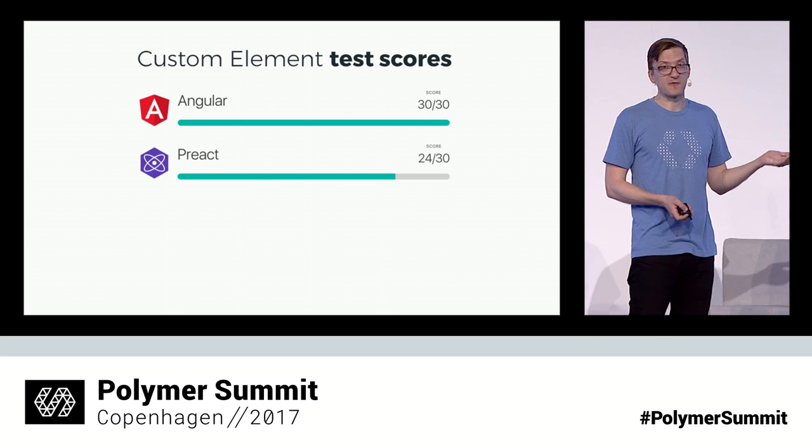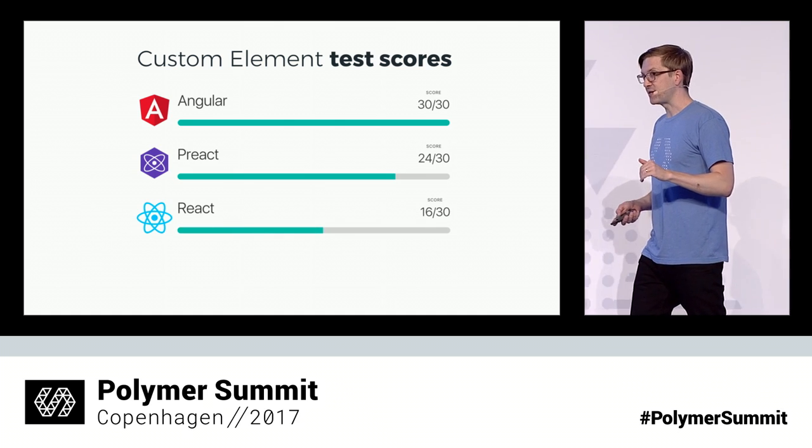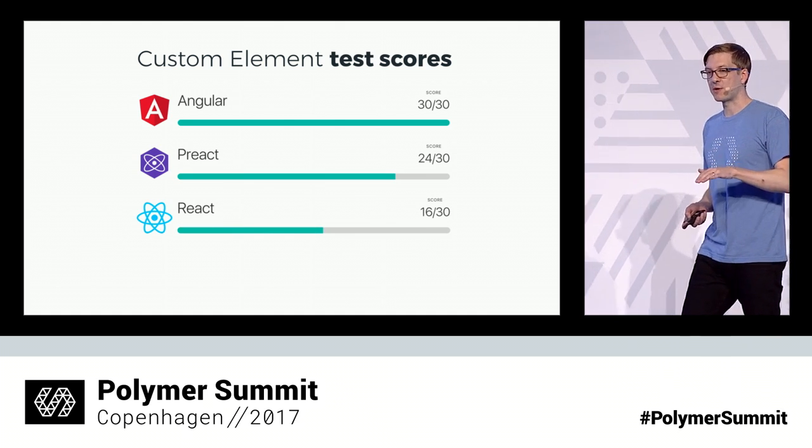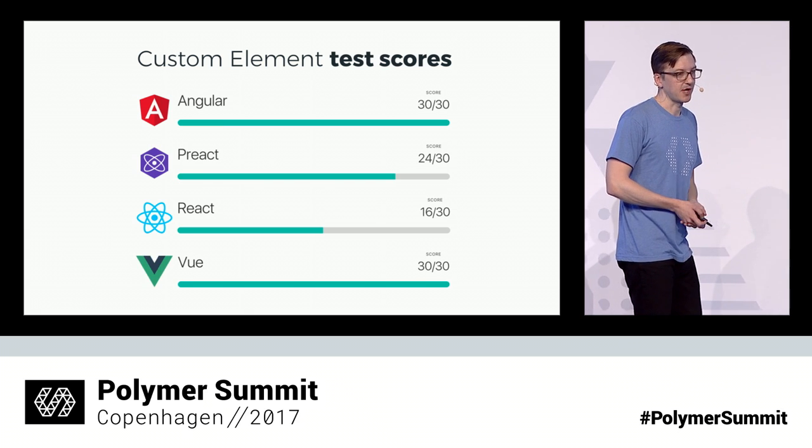Preact comes in at 24 out of 30, so pretty good, about 80%. React, 16 out of 30, so 53%, and we'll talk about why that is. And then finally, Vue with 30 out of 30 again, so you're getting 100.